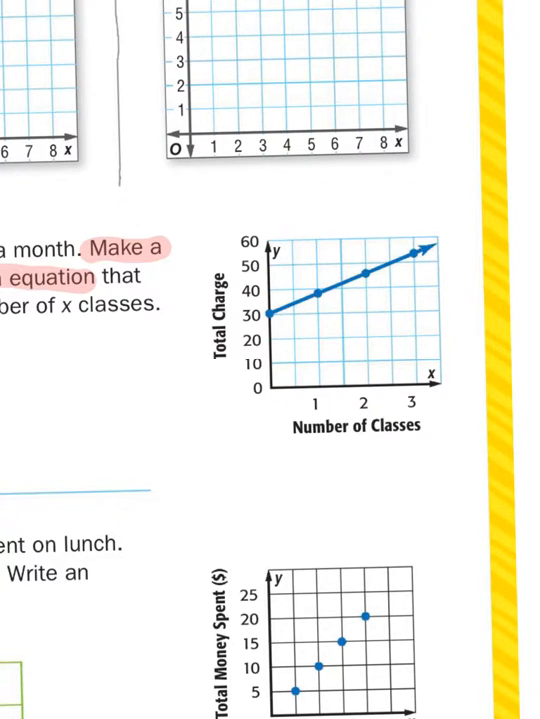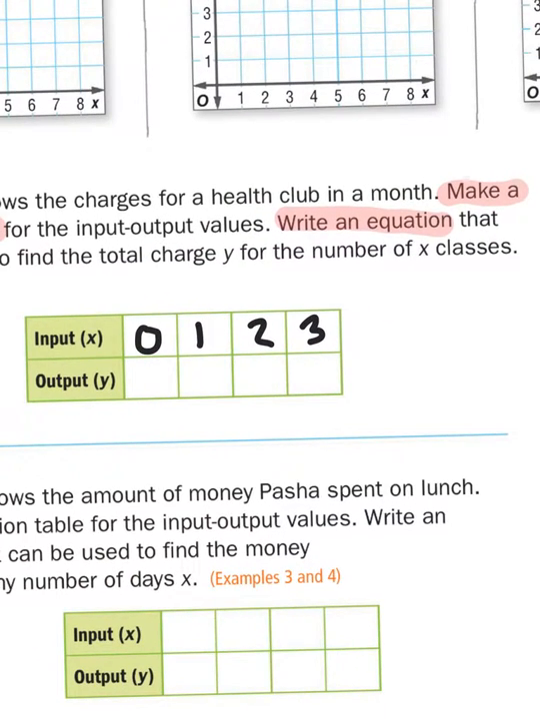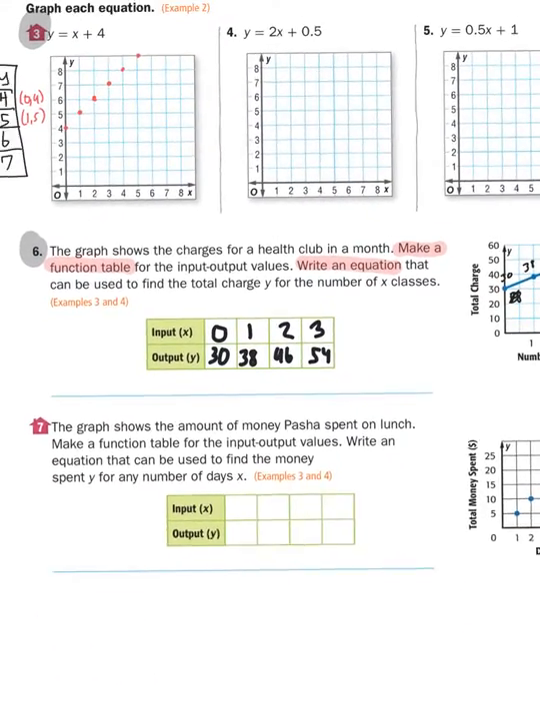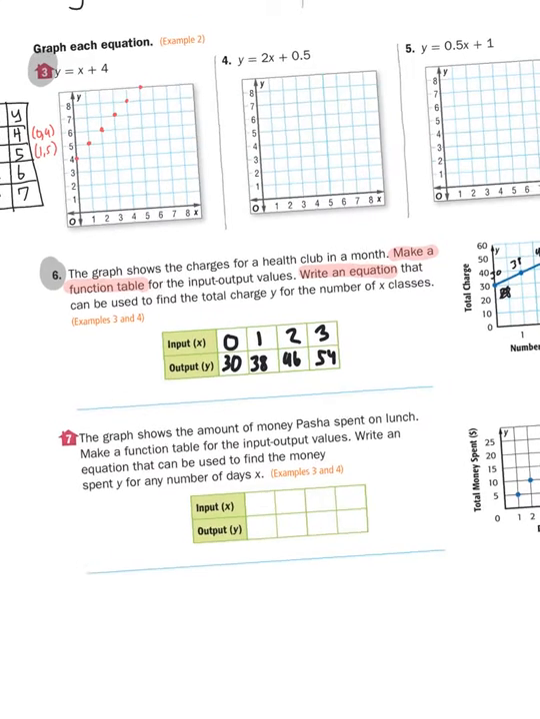So my values, if I were to write them here, let me get my pen a little smaller. That would be, it looks like a 30, 38, 46, and 54. So they are going to be my y values here. So I have 30, 38, 46, and 54. Okay, part 1 is done, but now I need to write an equation for this table.